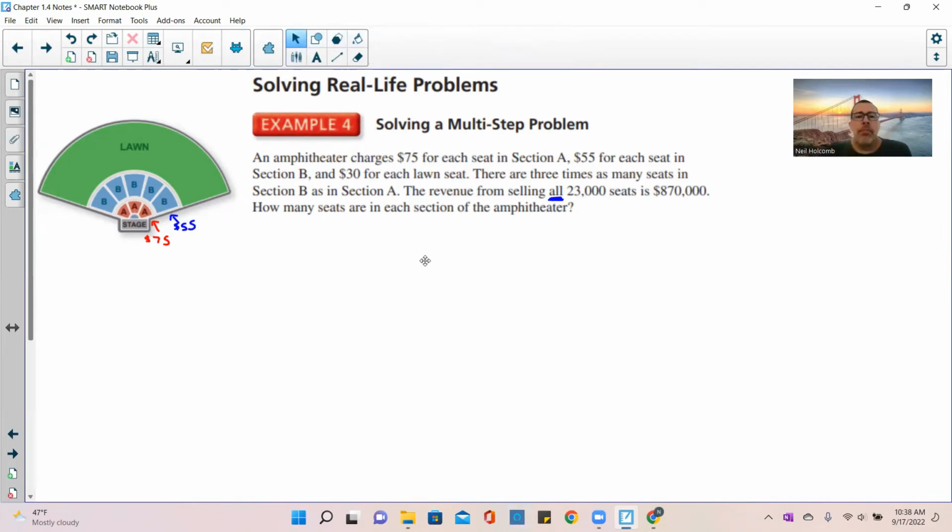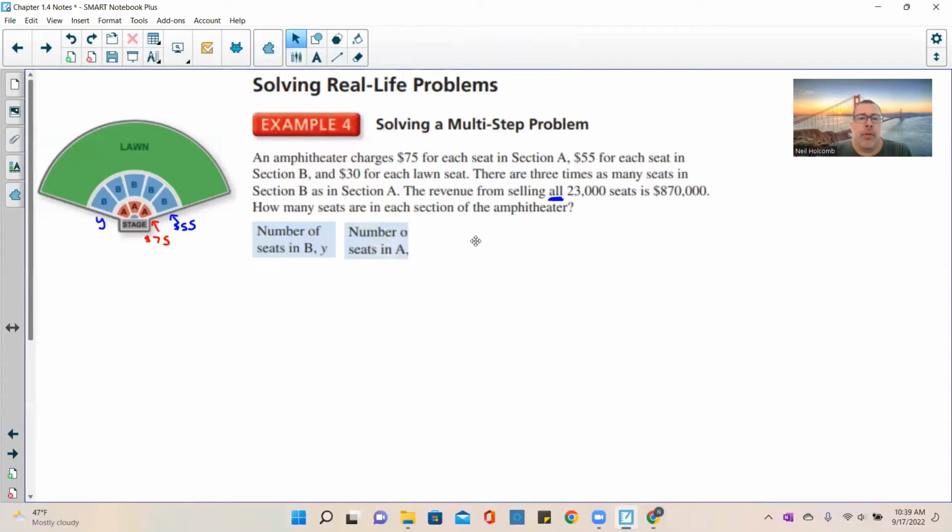A lot of times when looking at problems like this, it's difficult to find where to start, and you might think there's not enough information to answer this, but actually there is. So for starters, we need to assign variables. Let's make the number of seats in B our variable Y. So they're $55 a seat, and the variable is going to be Y.